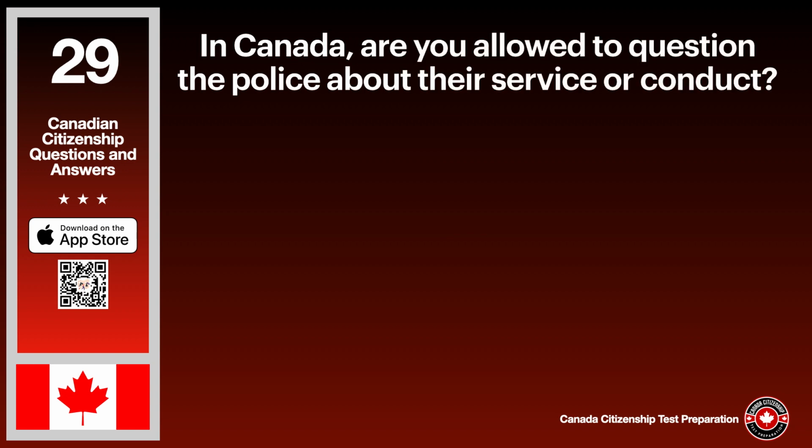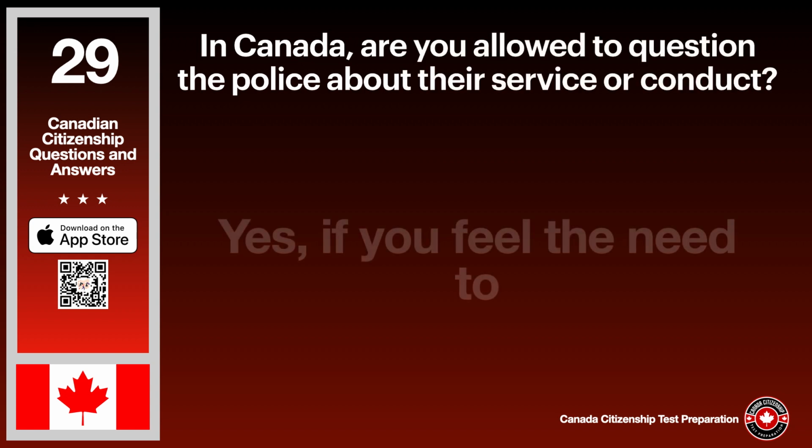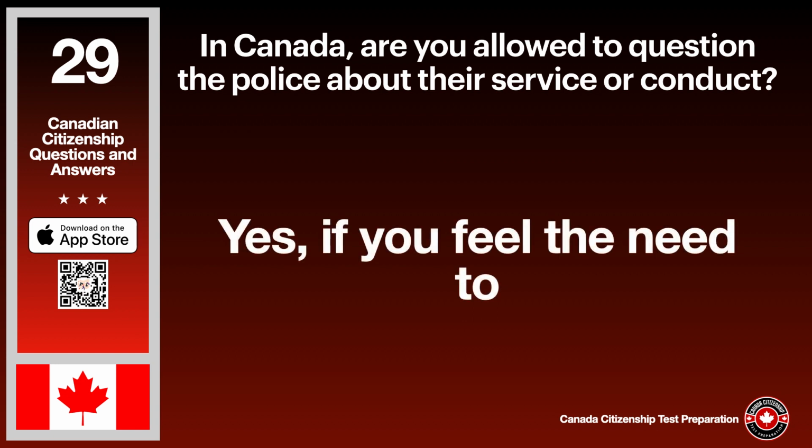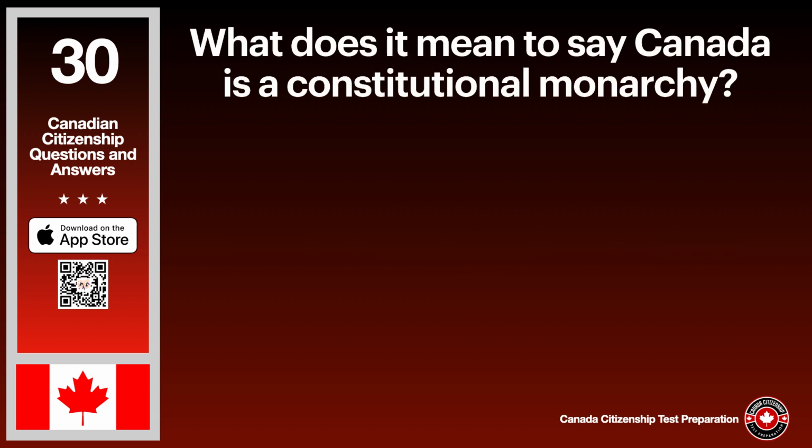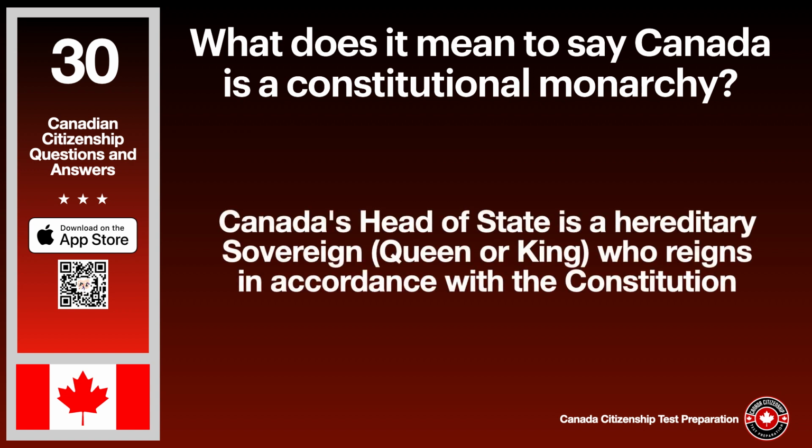In Canada, are you allowed to question the police about their service or conduct? The answer is yes, if you feel the need to. What does it mean to say Canada is a constitutional monarchy? The answer is Canada's head of state is a hereditary sovereign, queen or king, who reigns in accordance with the Constitution.